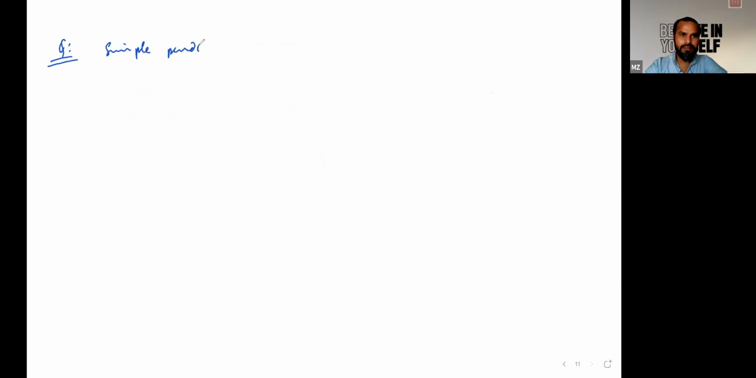Let's say we have a simple pendulum. Suppose you have a support and there is a string attached with a bob, which is swinging to and fro like this. For this, the oscillation time period, let's say T, depends upon the mass of the bob, m to the power x, gravity, g to the power y, and length of the string, L to the power z.